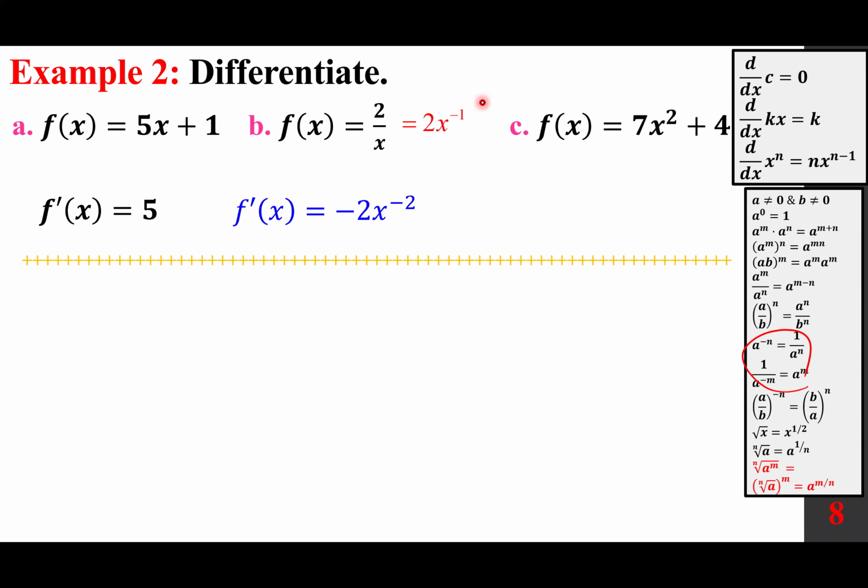And of course, this goes down, becomes x squared. So negative 2 over x squared. What about this one? 7 times 2, 14, and the exponent goes down by 1, becomes 14x.